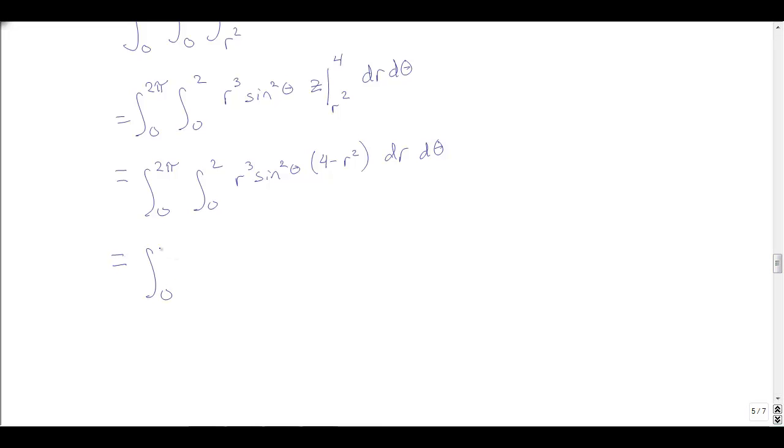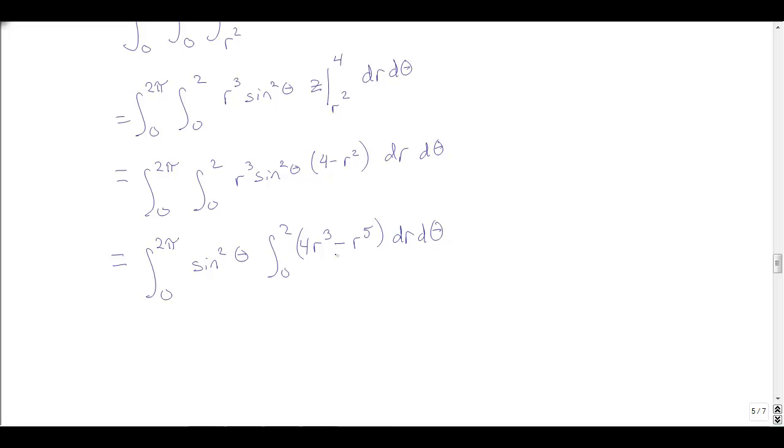Okay, now I'm going to integrate this with respect to r. So what I'm going to get is an integral from 0 to 2 pi. I'm going to pull that sine squared theta outside of the integral. I have an integral 0 to 2. I can distribute the r cubed here. The sine squared theta has no r in it, so it's like a constant, so I can pull it outside the integral. I think it just looks nicer here, and I don't have to worry about trying to integrate sine squared just yet. So I get 4r cubed minus r cubed times r squared is r to the 5th, dr d theta.